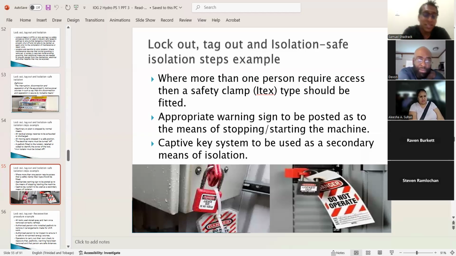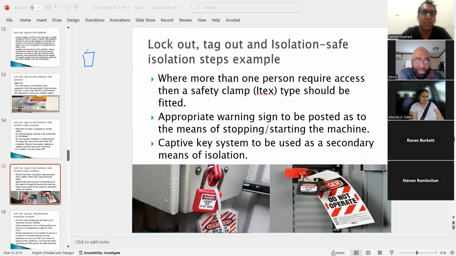All right, captive key system. I don't know if you want to explain that. So a captive key system is that the key is actually trapped in the device. This may not be a good picture of a captive key because this is just a normal lock. But in a captive key system, the key is locked in the device. So I have to draw something else here for you, but I'll make it kind of fast.